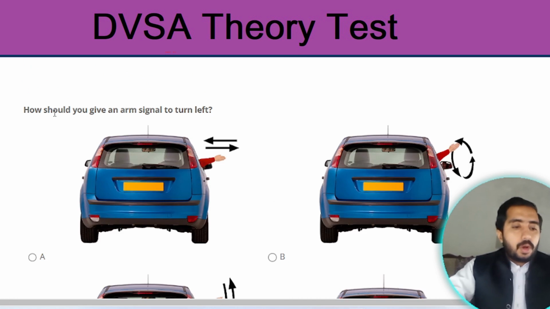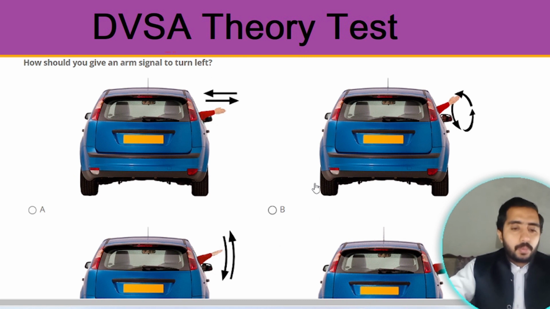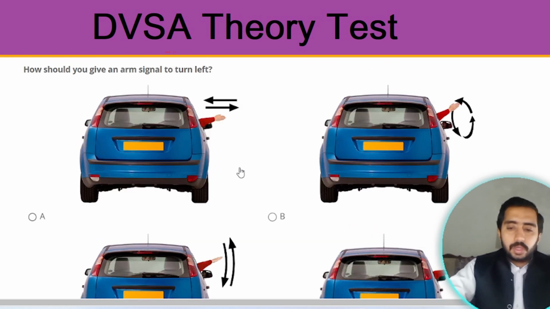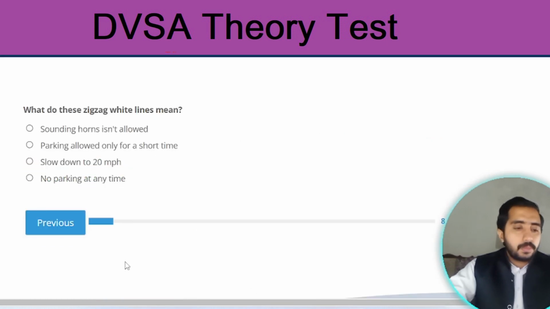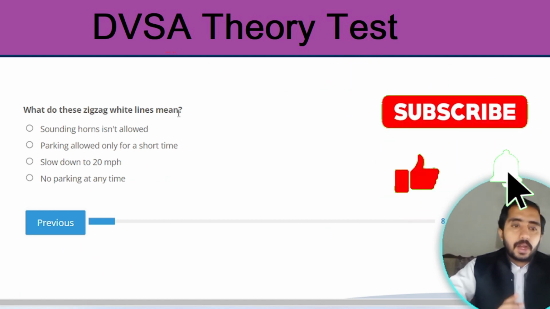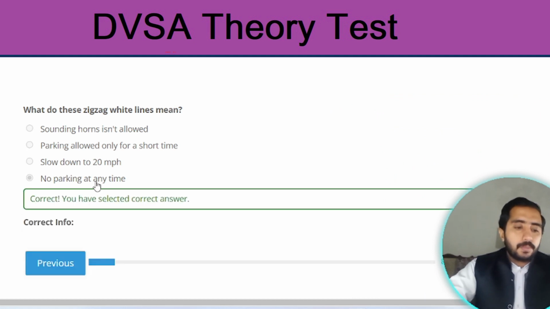Okay, how should you give an arm signal to turn left? Options are given, images are given. For the left side, you use the signal which is shown in option B. Option B is the correct option. What do these zigzag white lines mean? White lines mean no parking at any time.